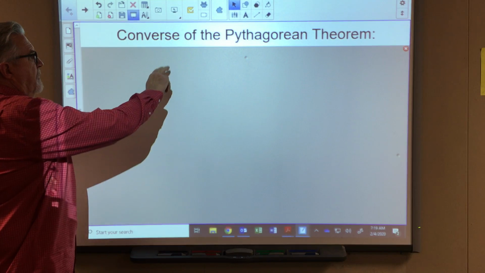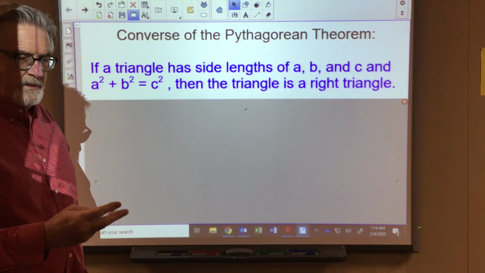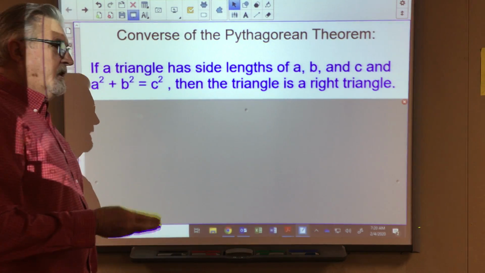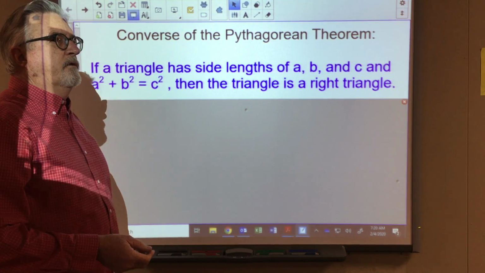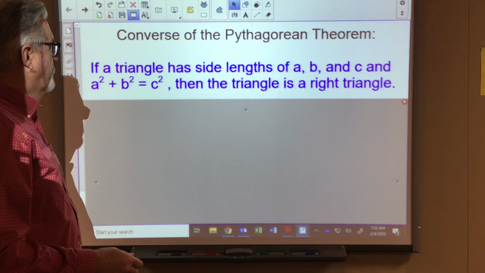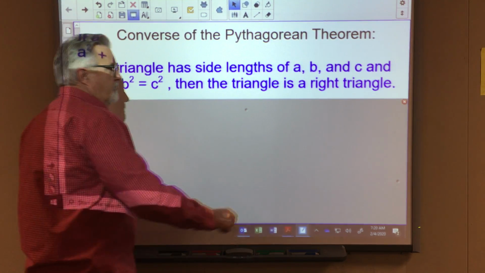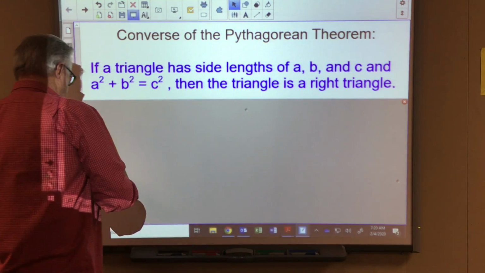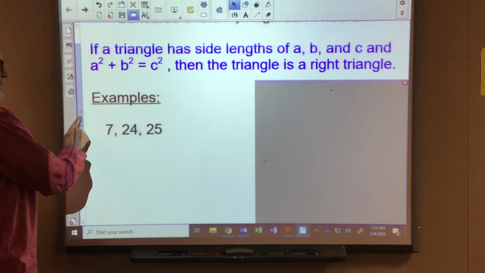The converse of the Pythagorean theorem just states that if a triangle has side lengths of A, B, and C, and that A squared plus B squared equals C squared, then the triangle is a right triangle. Now, we've done some of these on an assignment before, but we've never called it the converse of the Pythagorean theorem. So let's get a couple of examples down, just to bring it back to the forefront of our memory.